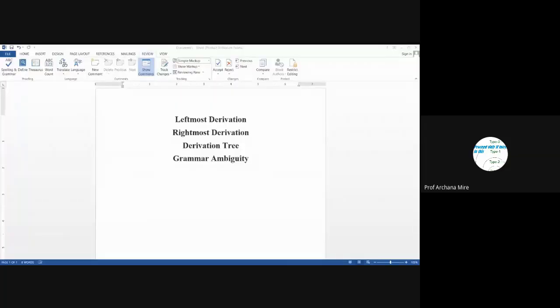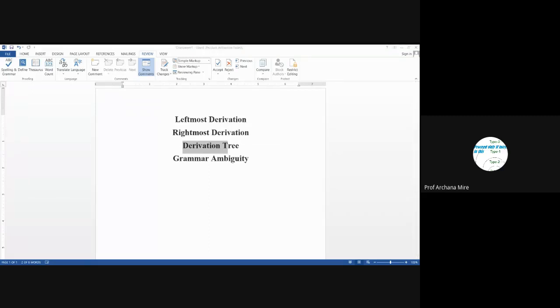To check whether a given grammar is ambiguous or unambiguous, there are three possibilities. Either we need to find its leftmost derivation, or its rightmost derivation, or its derivation tree. If multiple possibilities exist in leftmost derivation, the grammar is ambiguous. If more than one derivation is possible in rightmost derivation, the grammar is ambiguous. If more than one derivation tree is possible, then also the given grammar is ambiguous.